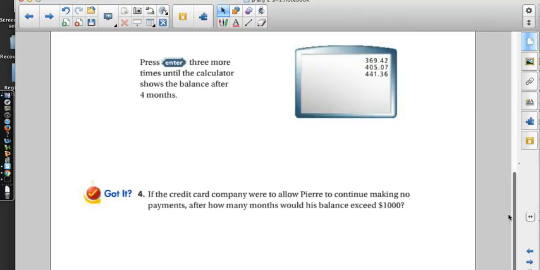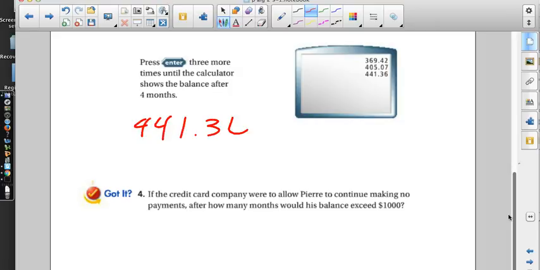So it says press enter 3 more times because we want to know after 4 months, when Pierre finally woke up and said, gosh, I better pay this bill. Look at that. Wow, isn't that something? So, like I said, we can use our graphing calculator as an adding machine, is really what we're doing.